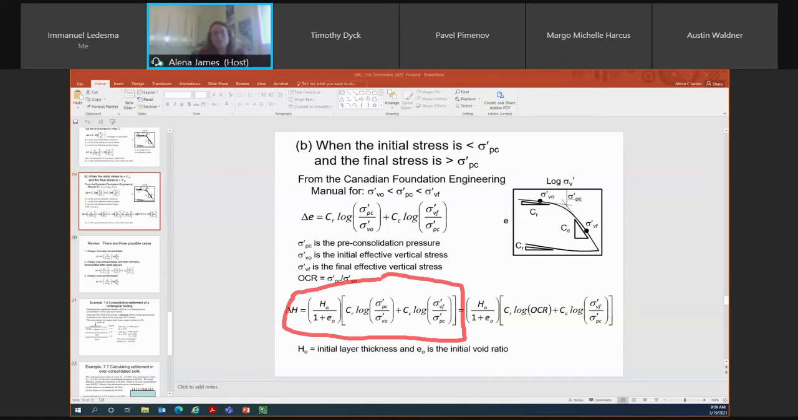The CR value, you will always be given the CR value in the question, but we typically use the CR value from the lower portion of the consolidation curve. Yep, we're going to do 2 examples actually.